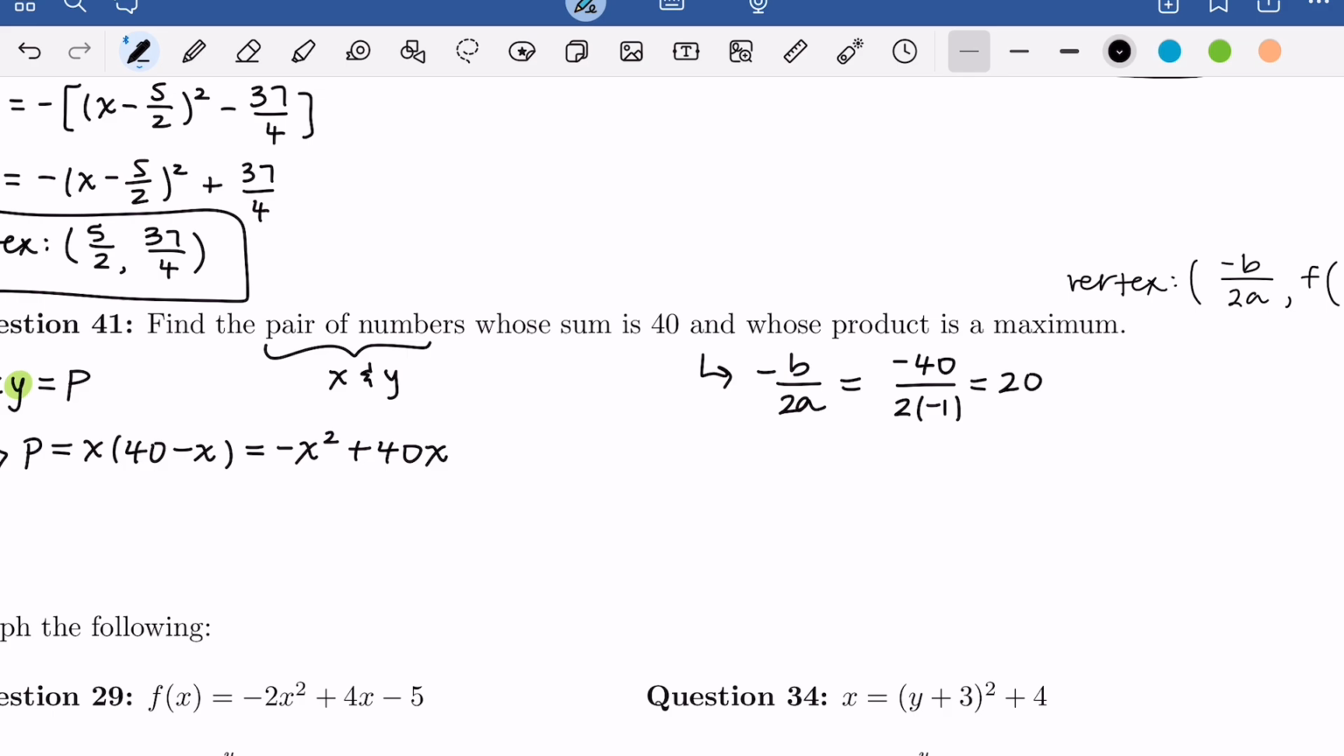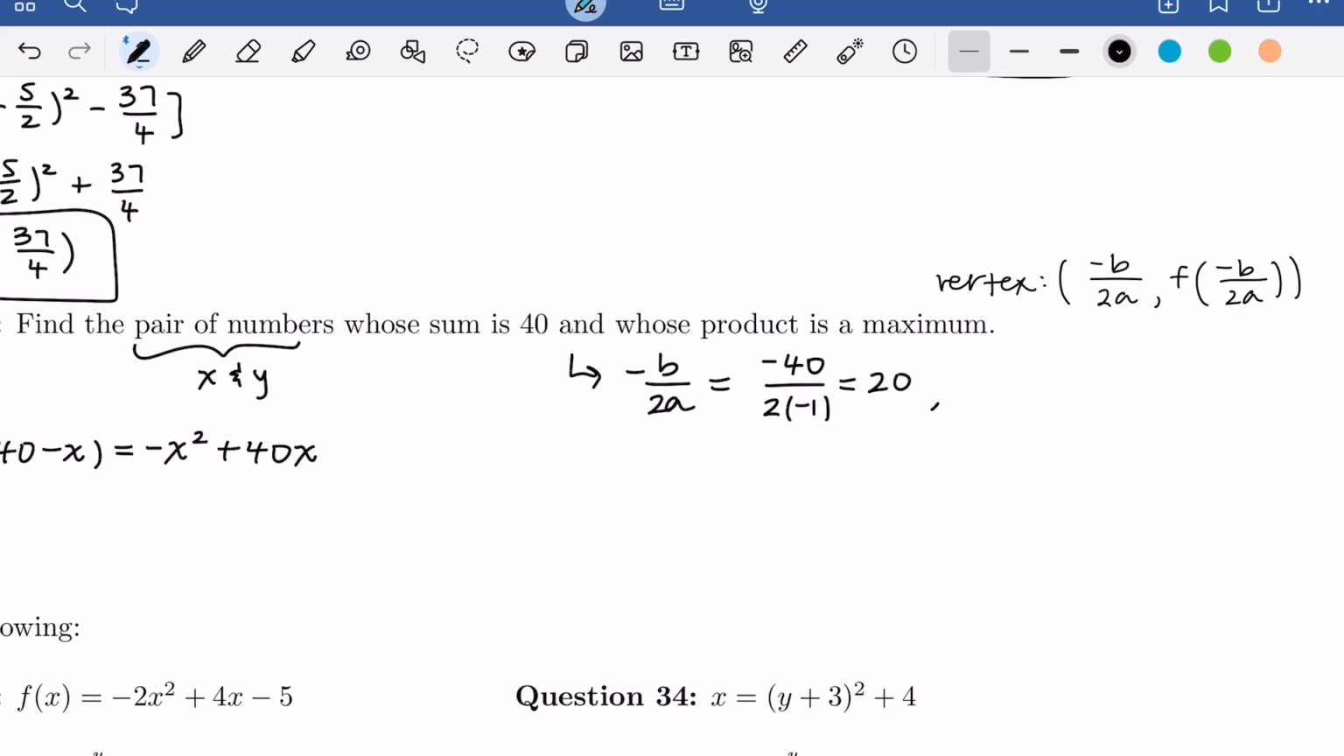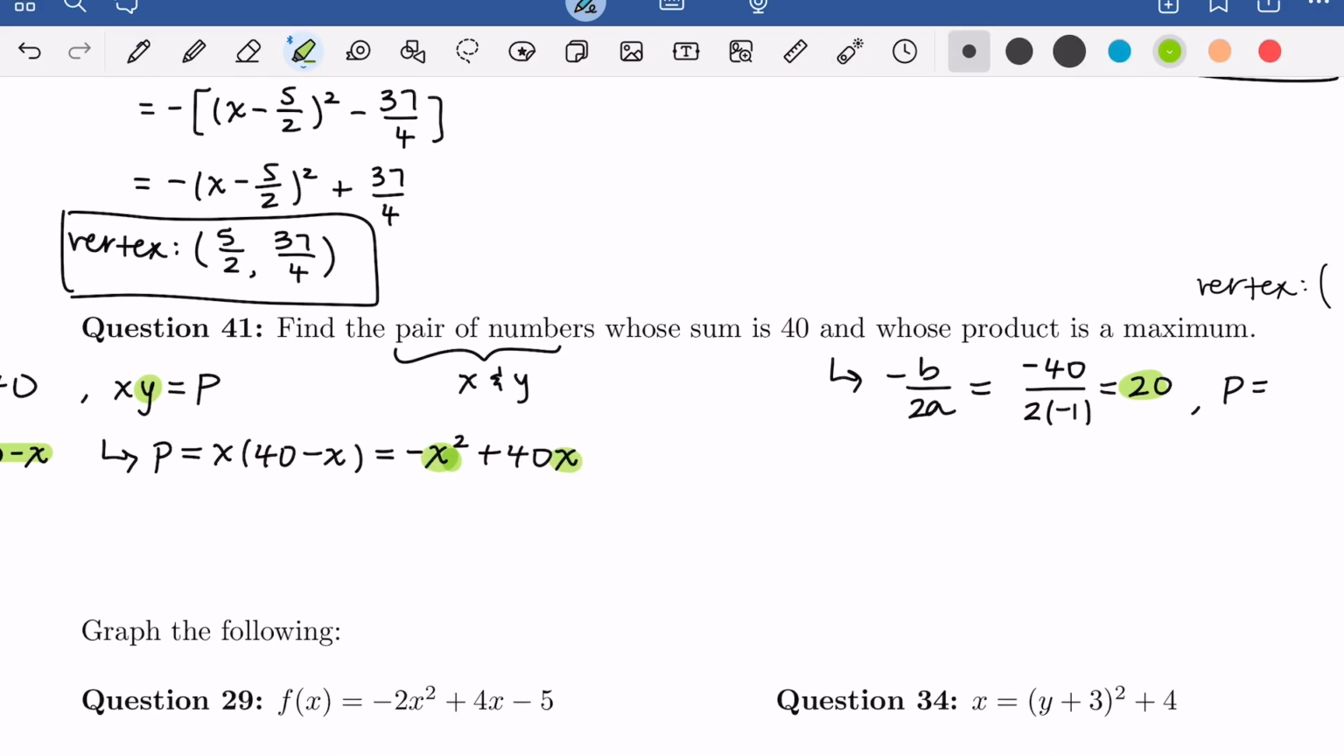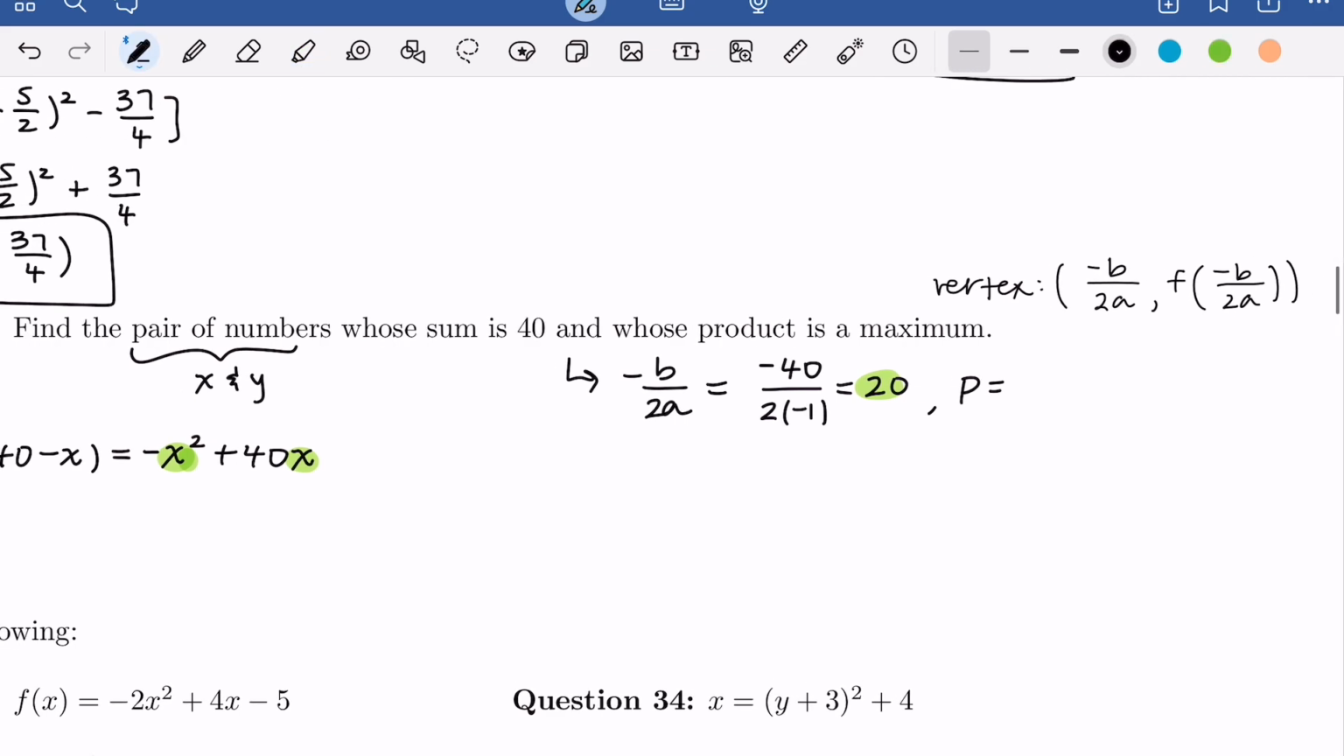So if we were to plug this directly into our function that we got for our product, what we're going to do is plug in this value of 20 into this guy here. Doing so, that'll give us the product that we're looking for, the maximum. So we're going to end up with minus 20 squared plus 40 times 20.